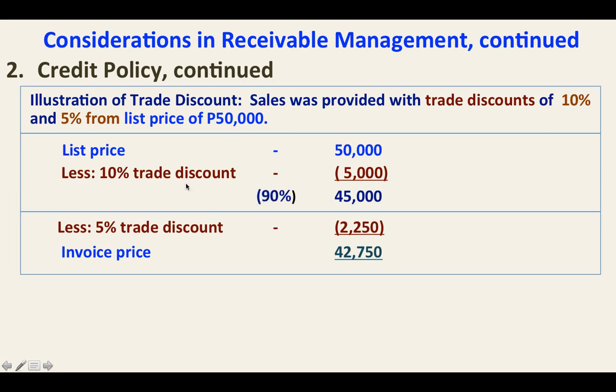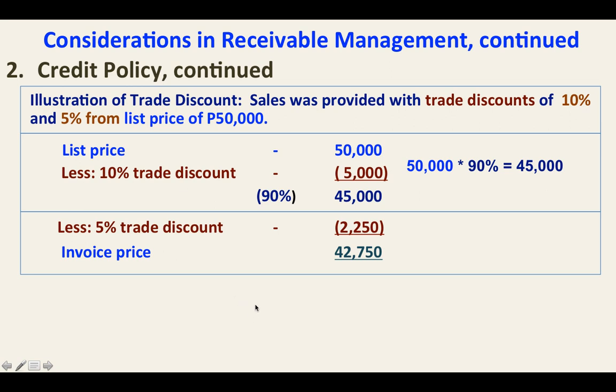Okay. So take note, class, that this 45,000 is 90% of the 50,000, right? Because there we removed 10%, so the 90% is equivalent to 45,000. So we can calculate it like that. 50,000 times 90% equals 45,000. Okay? You can compute it like that.